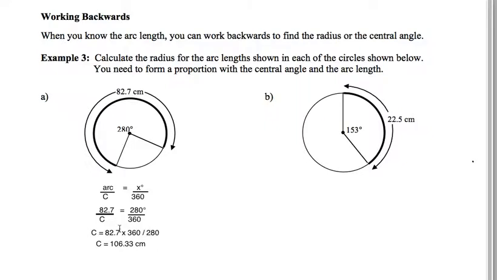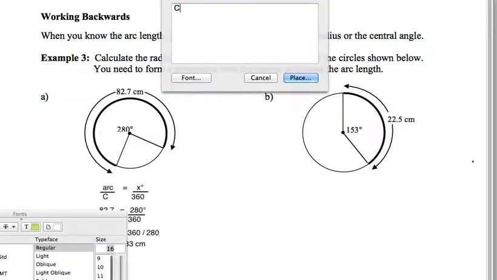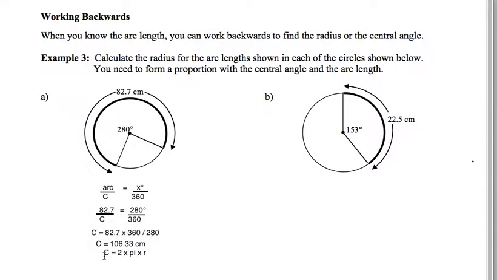If I have circumference and I want to find radius, what formula is going to be helpful to me? Think to yourself, which formula has both circumference and radius in it? I know there's that one that goes like this: circumference equals 2 times pi times the radius. That's got the circumference in it, it's got the radius in it. I can use that.